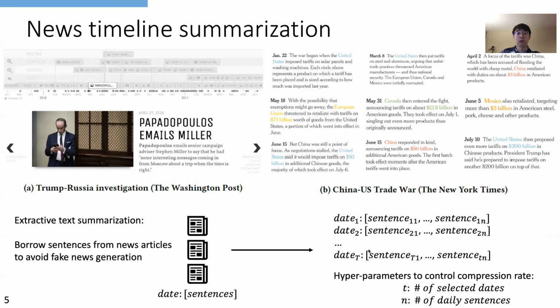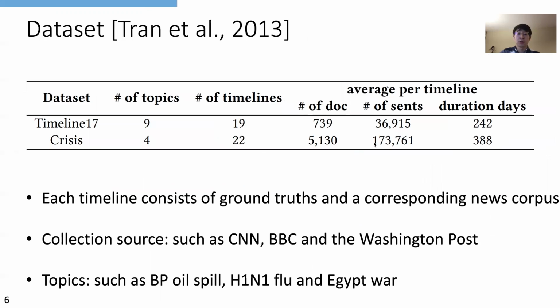in chronological order. Note that there is another category of text summarization technologies called abstractive summarization, which generates text sentences from words, but the generated sentences cannot guarantee the reliability. So we choose the extractive text summarization method to avoid fake news generation. To evaluate machine-generated timelines, we use the human-generated timelines as ground truth.